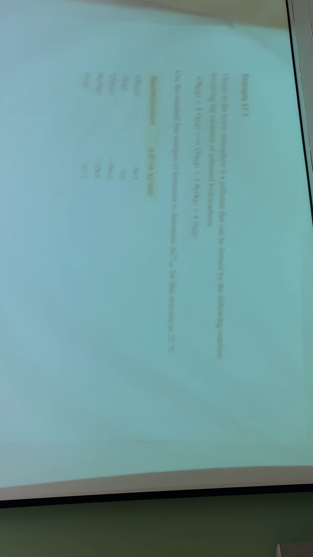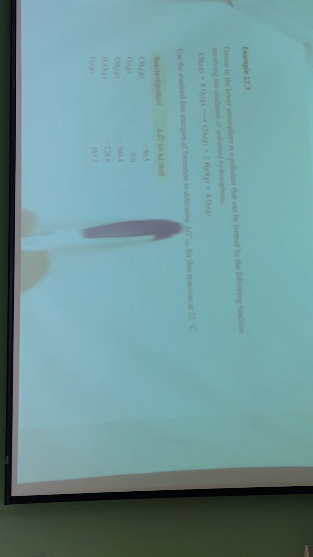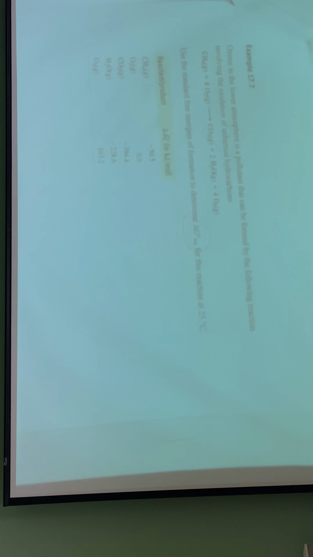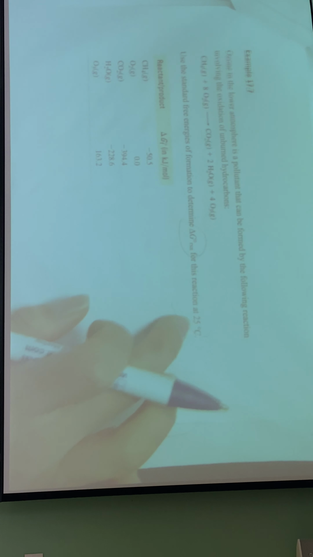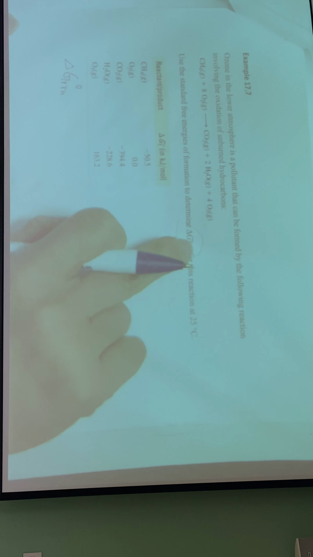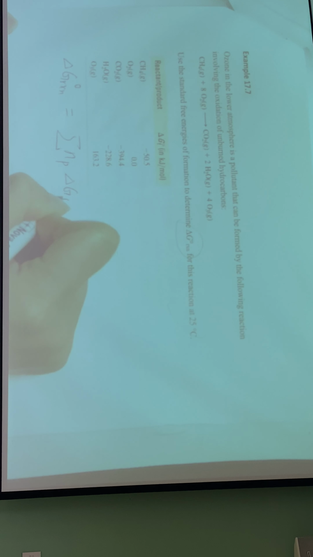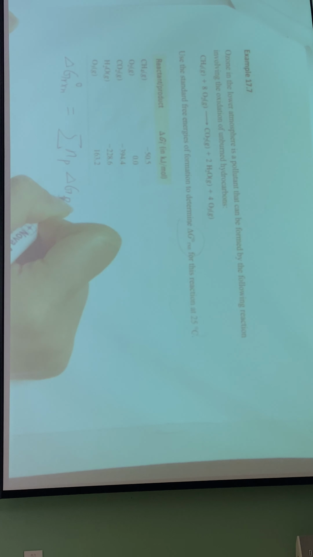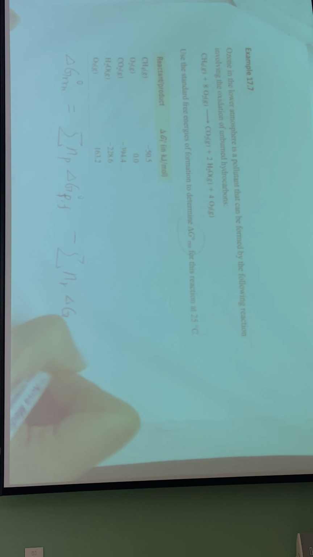So, very similar for delta G. You're given the reaction equation, and then you're given all the delta G formation. So you are asked to calculate delta G at 25 degrees. And in that case, we don't need the temperature. The temperature just tells you it's a standard state, right? So now you calculate delta G reaction standard state. So you can do sigma N product delta G F product, and then minus reactant delta G reactant.